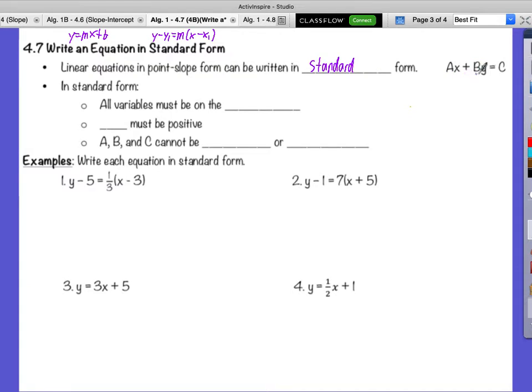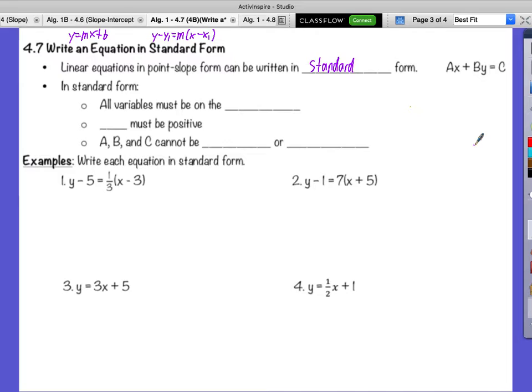Here's what standard form looks like. Ax plus By is equal to C. Holy cow, that's only letters. Just like our other ones, only letters. What? Where's the math? Okay? So for this Ax plus By is equal to C, we have a few guidelines we have to follow for what we call our standard form.